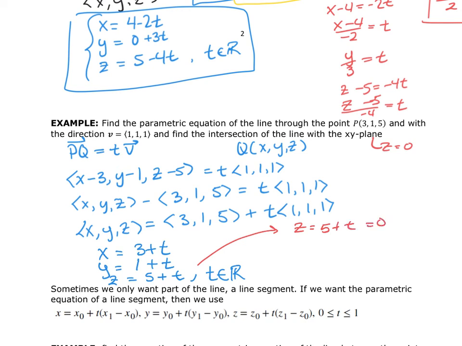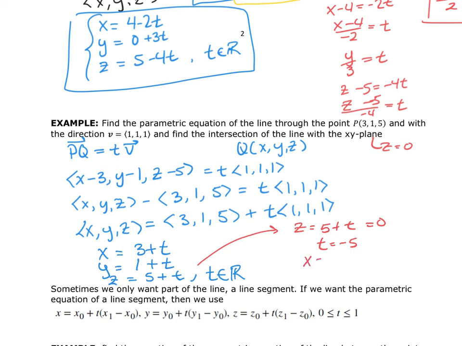What I'm doing now is I'm finding the t value which is going to give me the ordered triplet where this line is going to cross the xy plane. So I end up with t equaling -5. I now put that t into my other two equations.